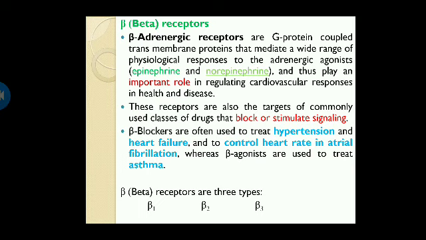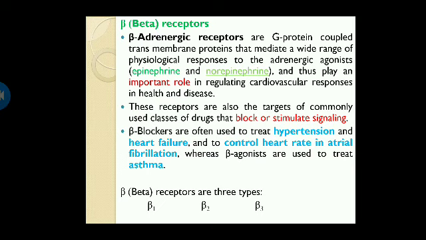Once again, beta receptors come under G protein coupled receptors and give physiological responses to adrenergic agonists, for example epinephrine and norepinephrine. These drugs play an important role in regulating the cardiovascular system. These receptors block or stimulate signals, and are used to treat hypertension, that is increased BP, heart failure, to control heart rate in atrial fibrillation, whereas beta agonists are used to treat asthma.